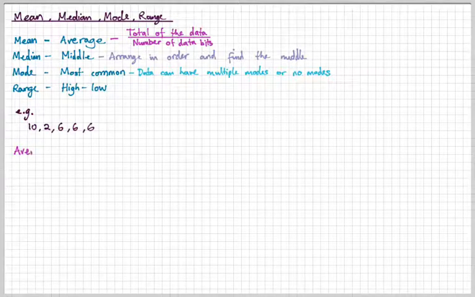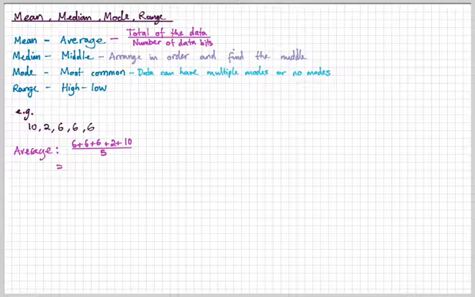Okay, what is the average? Well, for the average, maybe you should pause the video, try and work out the average yourself and see if you get it right. So for the average, you would add up the data, so you've got 6 plus 6 plus 6, plus 10 plus 2, divided by the number of data bits. Well, how many data bits are there? There are 5. There's a 10, a 2, a 6, and a 6. There's 5 data bits. If we do 6 plus 6 plus 6 plus 10 plus 2, we get 30. Divided by 5 gives us 6. So the average of these numbers is 6.